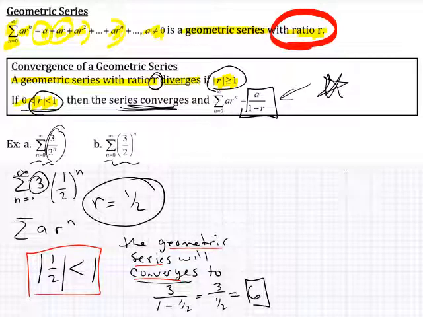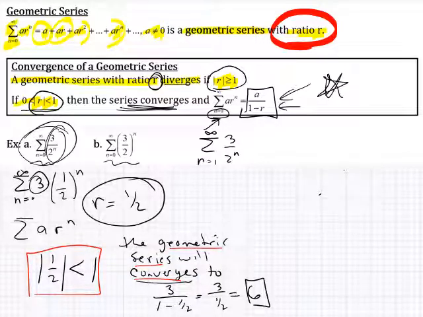Now, one thing to note, the series has to start at 0 for it to converge to a over 1 minus r. But the series doesn't have to start at 0 to be a geometric series. If I look at the series n equals 1 to infinity of 3 over 2 to the n, that series compared to this one is still a geometric series because it has everything a geometric series needs to have. It just doesn't start at 0, it starts at 1. So this is a geometric series.